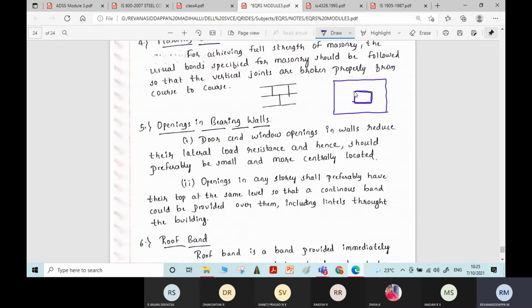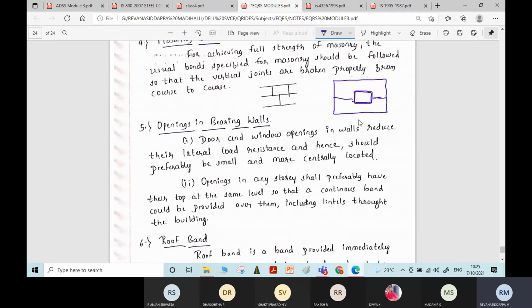And one more thing, whatever the window opening we are providing, as far as possible it should be placed at the center only, symmetrically. Means on either side the distance should be the same, or the offset should be the same. First thing is, openings should be as far as possible small and they should be centrally placed. That is the second guideline.